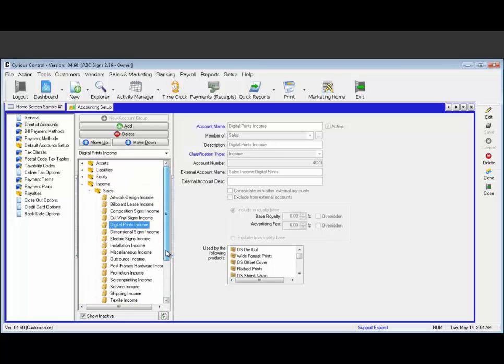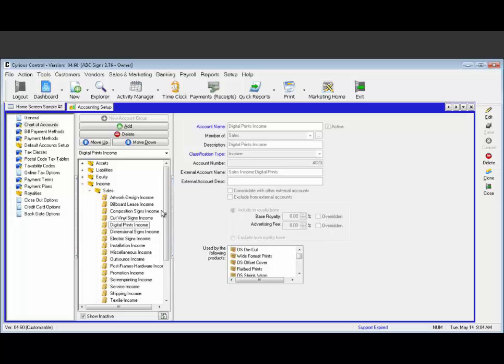Let's scroll up. Now let's select any one of these subcategories. For example, let's select Digital Prints Income. To the right, under External Account Name, we can see the name that it will export to: Sales Income Digital Prints.